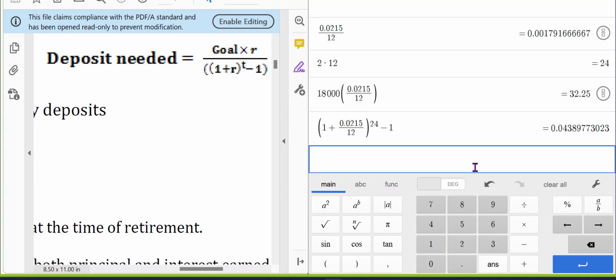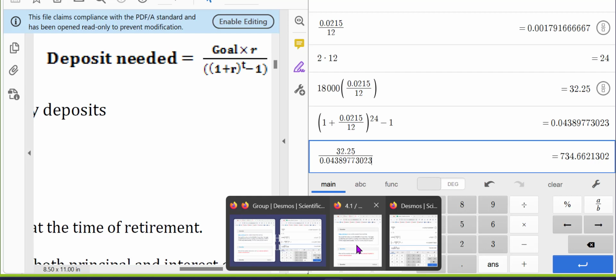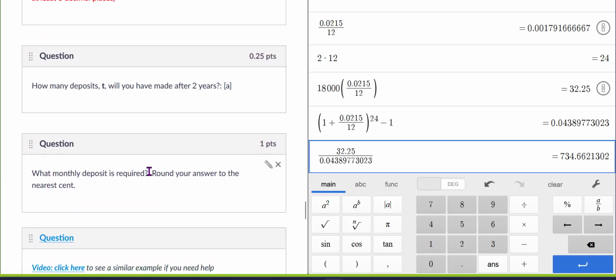And just to be safe, we could take the top and divide it by the bottom, which is this. And we should get 734.66. So let's see what it's asking us to round to again. Round to the nearest cent. So 734.66. Okay.